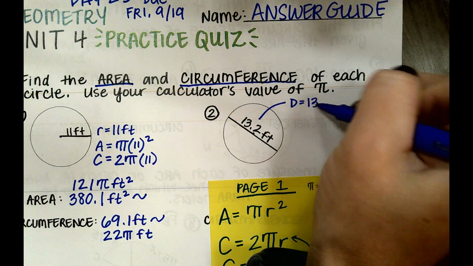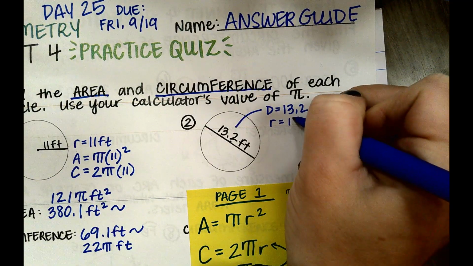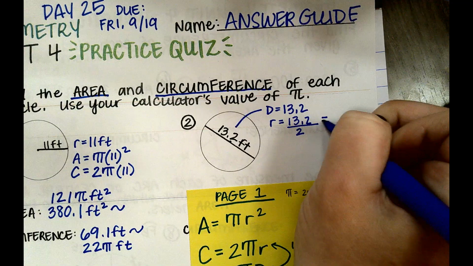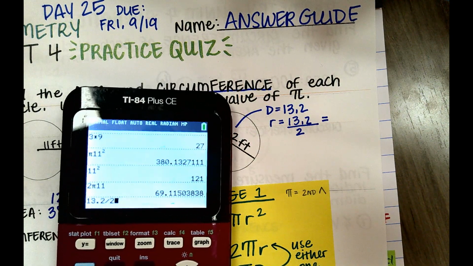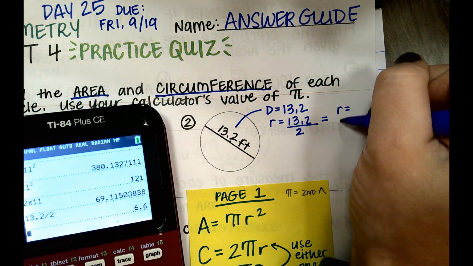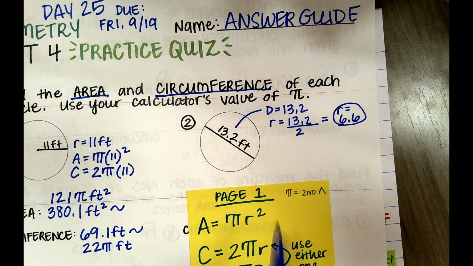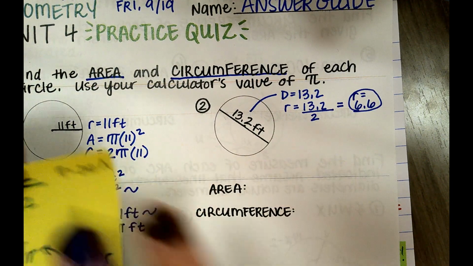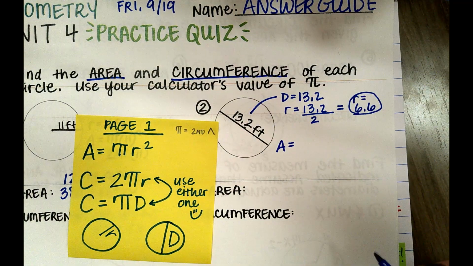Diameter is 13.2. So the radius is 13.2 divided by 2. And 13.2 divided by 2. You are correct. It will be 6.6. So we're going to use 6.6 for all of our calculations for area. So if I want to find area now, what am I going to type in?